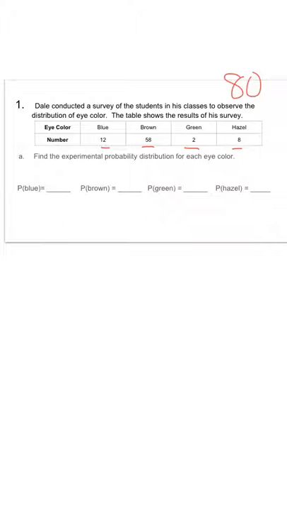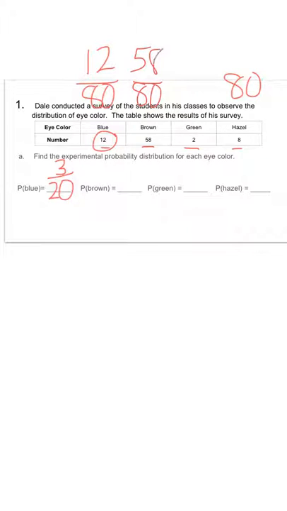So that's going to be the number that goes on the bottom of your fraction. If 80 is on the bottom for blue, the number of blue was 12, so it would be 12 eightieths. But you can reduce this fraction to 3 twentieths. There's a 3 twentieths probability of students having blue eyes. Now for brown, again, you would have 80 on the bottom and 58 on the top. When you reduce this fraction, you get 29 over 40. So there's a 29 fortieths probability of a student having brown eyes.